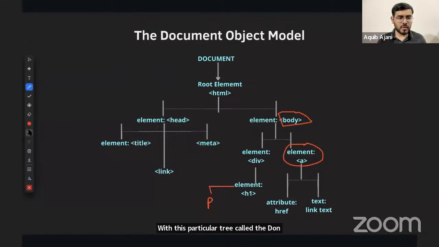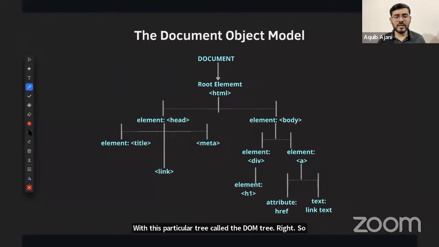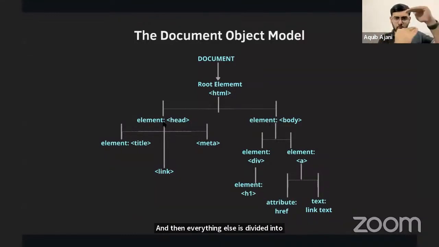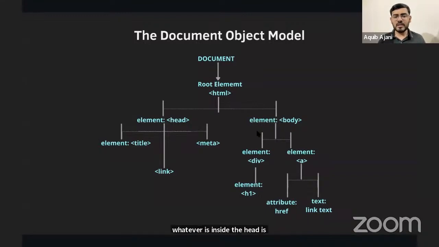So again, this is what the DOM tree is. It's basically our HTML template laid out, wherein we have the HTML root element at the top, and then everything else is divided into different levels. Head and body are at one level, then whatever is inside the head, and everything inside the body in the tree, as you can see.